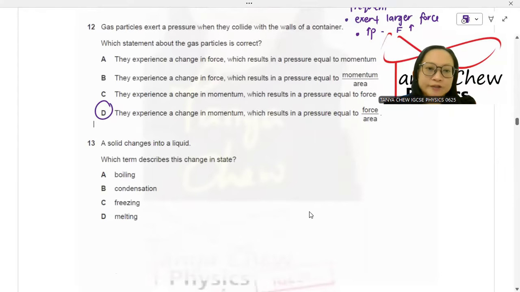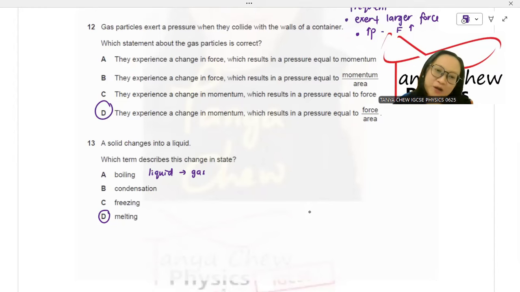Number 13, a solid changes into a liquid. Which term describes this change that takes place? Right? In state, solid changes to liquid, that is called melting. Boiling is when liquid changes to gas. Condensation is when the gas changes to liquid. Freezing is when the liquid changes to solid.